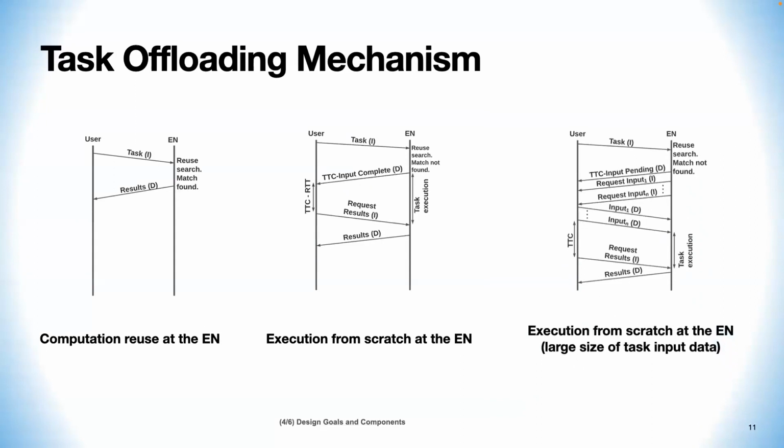In the last uploading scenario, the user wants to upload a task with a large input data. So the EN requests the input data from the user by sending one or more interests, depending on the input size of the data. Once the input is passed to the ENs, the execution will begin, and the user will retrieve the result once the task is executed.